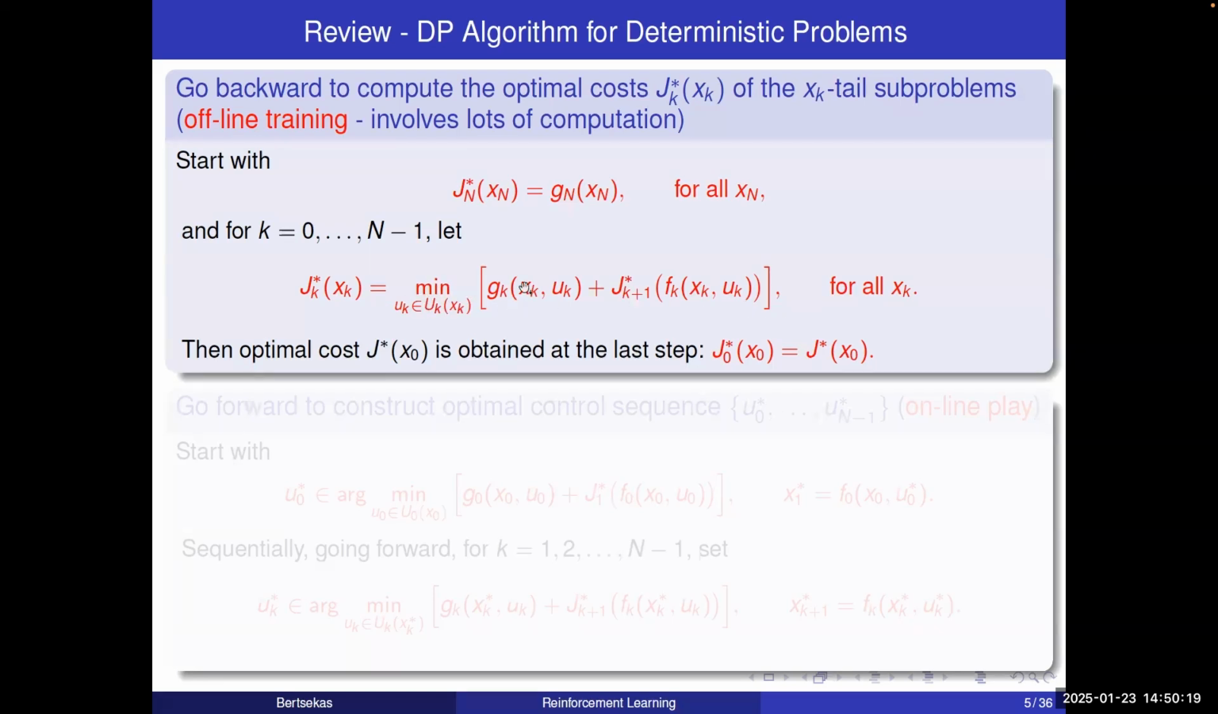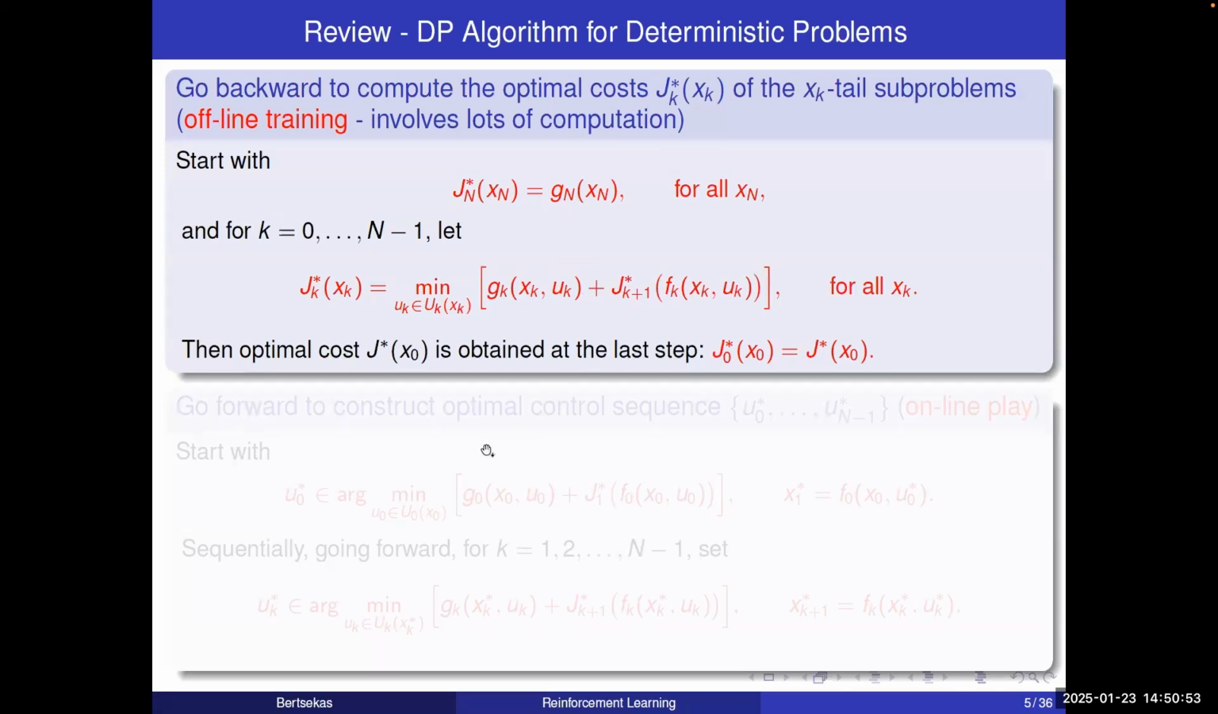We do this minimization for all Xk, and for every stage going backwards from n to n minus 1, n minus 2, all the way to 0. And J0 star of X0 is the optimal cost. So at the very end of the computation, it gives you the optimal cost function as a function of the initial state. So that's the algorithm.